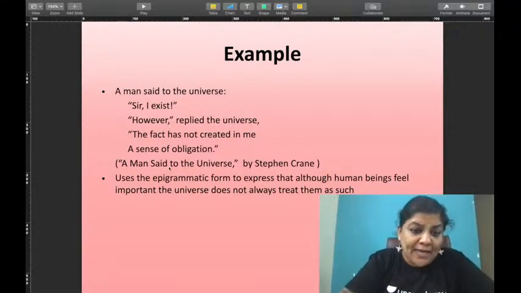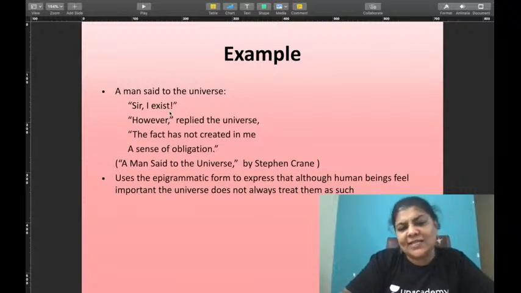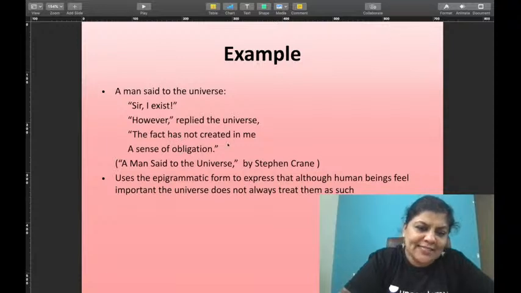Have you heard of this? A Man Said to the Universe by Stephen Crane. Wow. They are also epigrams. Sir, I exist, a man said to the universe. However, replied the universe, the fact has not created in me a sense of obligation. The universe is saying, if you exist, that doesn't mean I should take care of you. Take care of yourself. Human beings do not feel so important. Treat the universe properly. That is what is important.